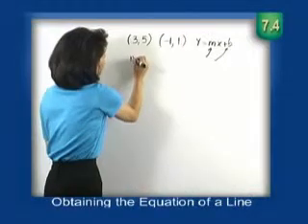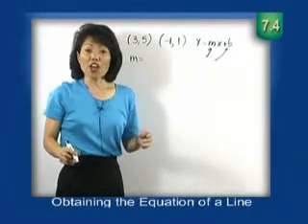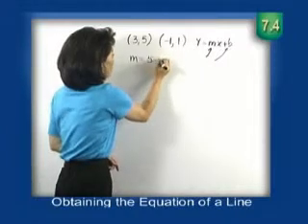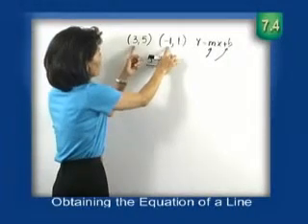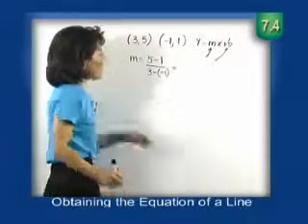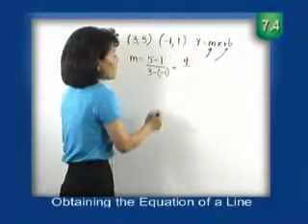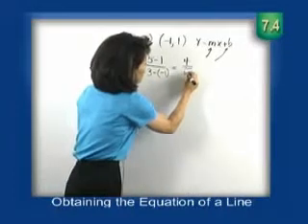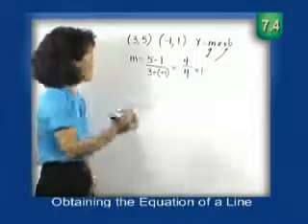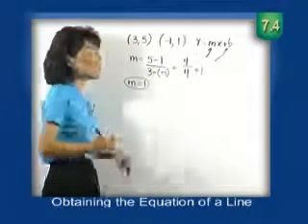So m is equal to, remember, the difference in the y's over the difference in the x's. So the difference in the y's would be 5 minus 1 over the difference in our x's, 3 minus -1. Again, just working through the arithmetic, 5 minus 1 is 4. We have 3 minus -1, which gives me positive 4, because we change the signs. 4 over 4 is 1. What does that tell me? That tells me that m is equal to 1. That's one piece of the puzzle, isn't it?